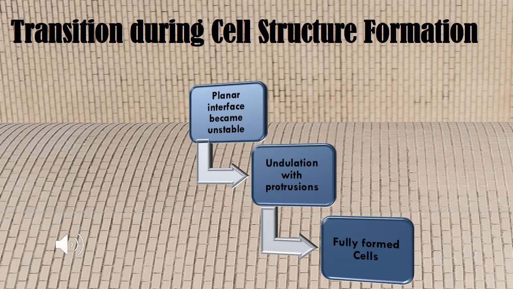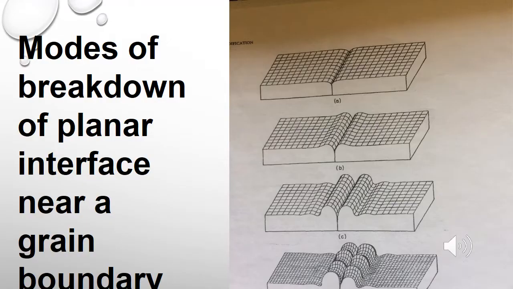In this slide, we can understand the background of cell structure formation. First of all, the planar interface becomes unstable, and then undulation and protrusion occur, which leads to the formation of fully formed cells. In this schematic representation, you can see that in figure A, the green boundary acts like grooves and subsequently the growth starts, which leads to the formation of parallel ridges in figure C. After that these ridges break down into periodic rows of the cells.